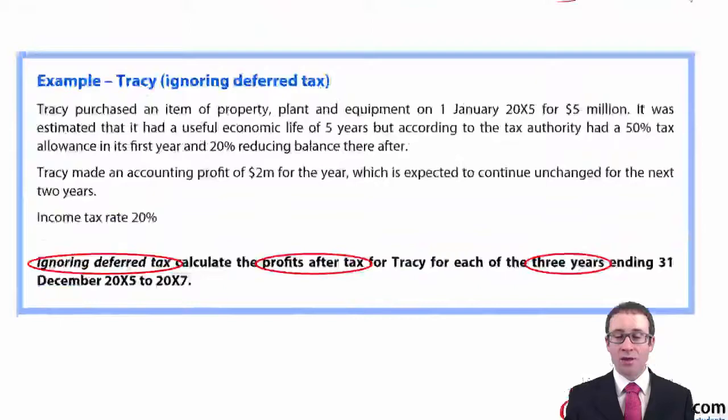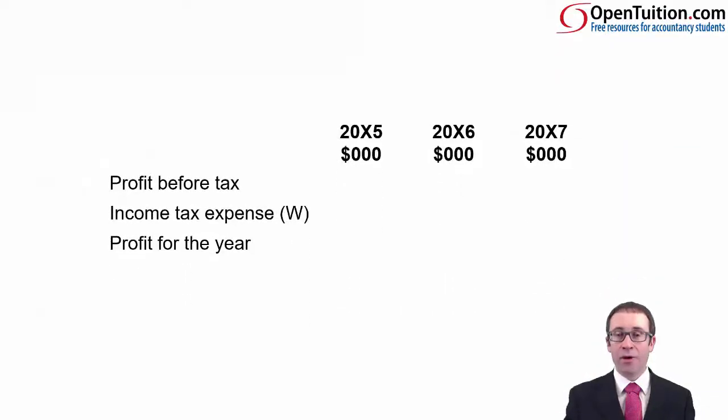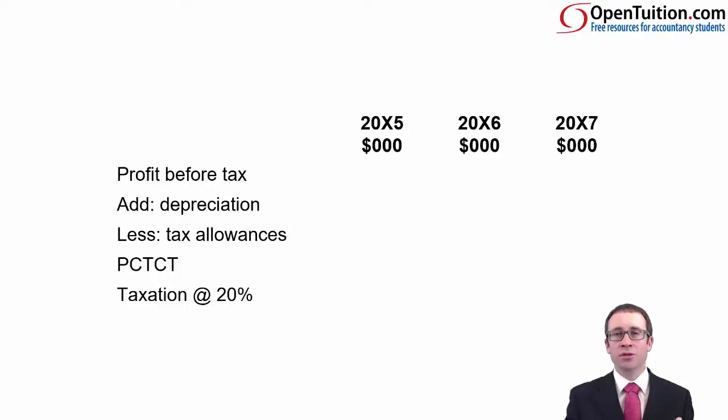So let's just go back to the question to find out what the profit before tax was. I think it says in that second paragraph that Tracy made an accounting profit of $2 million. If that's the case and we're working in thousands, then we can put in that 2 million as 2,000, can't we? So for X5, for X6, and for X7. Okay. We need to set up a working for the income tax expense. You're unlikely to have to work out the income tax expense using the tax rules that you've seen from F1, but we'll do it here.